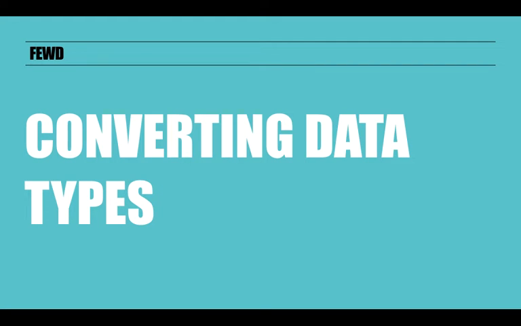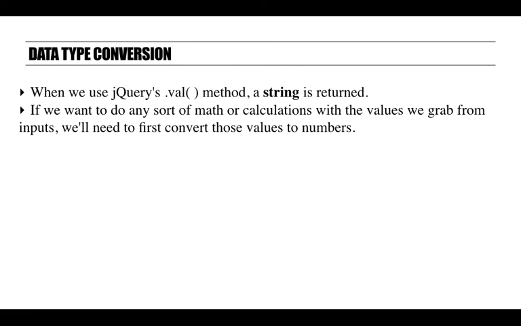Okay, so finally, the last thing I want to talk about is converting data types. So when we use the jQuery .val method, it's always going to take in a string. So even if the user types in a number, when you do the .val, it's going to give it to you as a string. So say you actually want to work with a number, you're going to have to convert it in some way to a number, because otherwise it's going to interpret it as a string, and you're not going to be able to work with that value.